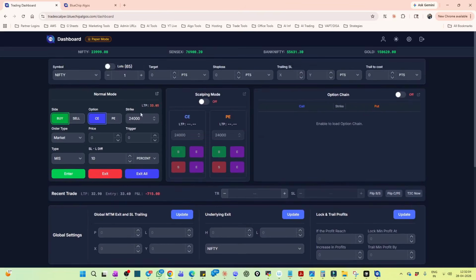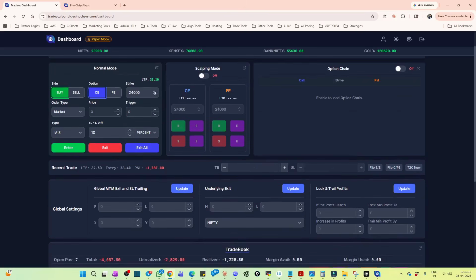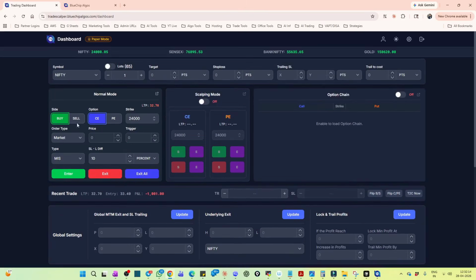Now let's come to these special blocks. We have two blocks here. One is normal mode and the second one is called scalping mode. Normal mode is where you choose to pick the strike, order type, and other things, but there is again a lot of customization that is possible in this normal mode as well.